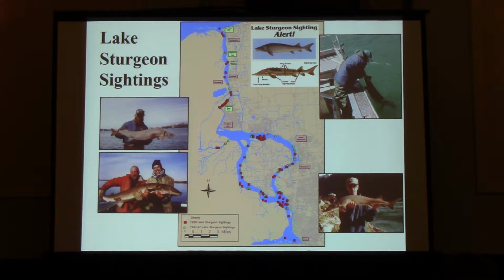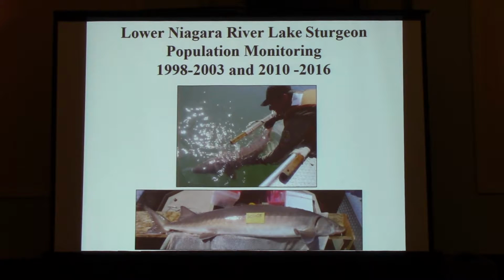And so, as Jonah said, there were remnant populations up in the upper river. There were also remnant populations in the lower. And in the 1990s, our office started to collect sighting data. And what this sighting data suggested is that there may be more fish out there than anybody suspected. And so they began a program starting in 1998 to sample and monitor this population.